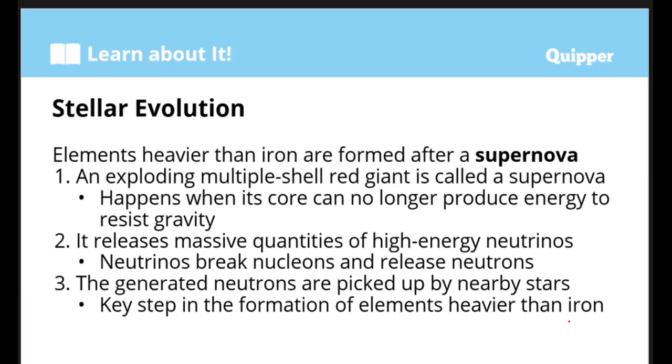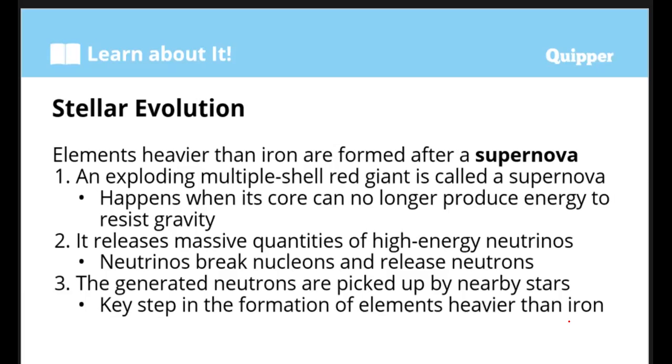So an exploding multiple shell red giant star is called a supernova. It happens when its core can no longer produce energy to resist gravity. So there is an explosion of the star. The explosion of a star is possible when there is no longer sufficient energy being produced to sustain that particular star.